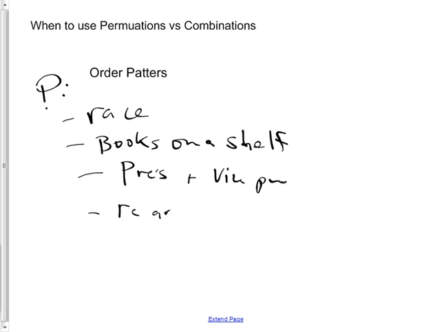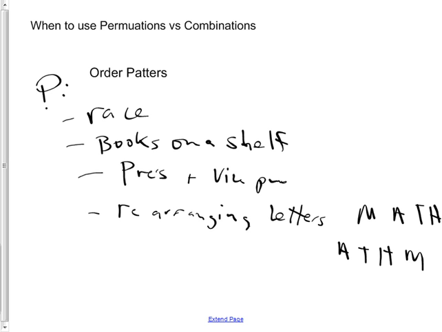Rearranging letters. Like for instance in the word MATH. Do you get I can rearrange this? And the order matters. Let's say, what are the choices for math? I could say A-T-H-M, atom. I can say A-H-T-M, etc. Then the order matters. If the order doesn't matter, then there's only one way to put out the letters M, A, T, and H. But if the order matters, then it's a permutation question.